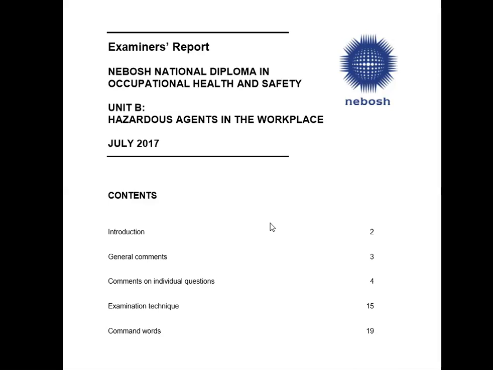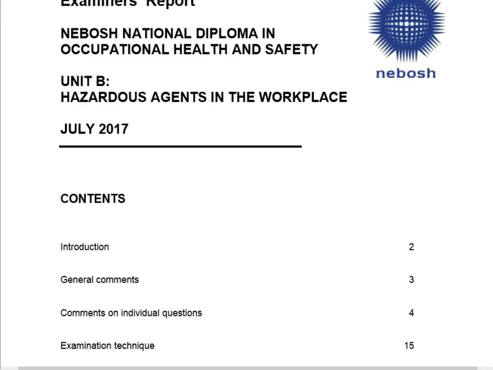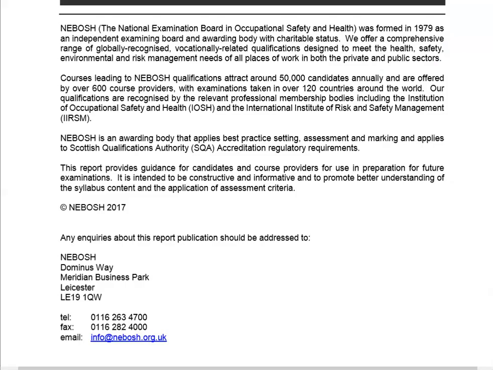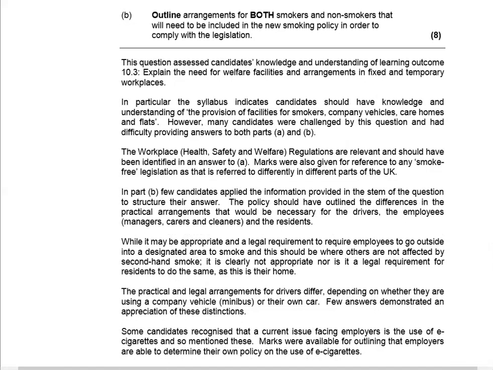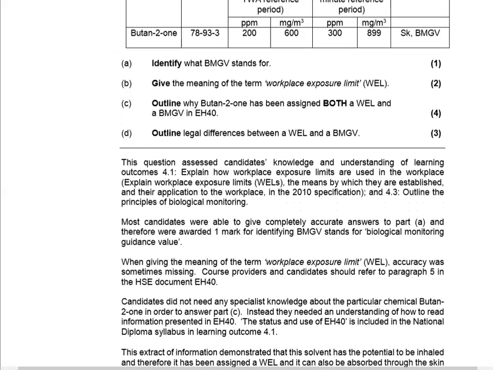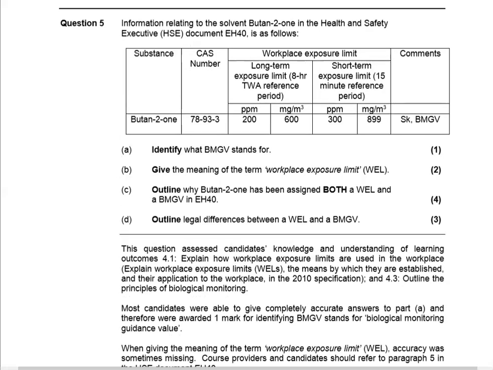Let's see if this goes right. I think it's just about number 4 or 5 around there anyway. Okay, so it's number 5. Question 5: information related to the solvent butane-2-ol in the Health and Safety Executive document EH40 is as follows. So this is an extract of the book, EH40, you can get it from Google anyway.